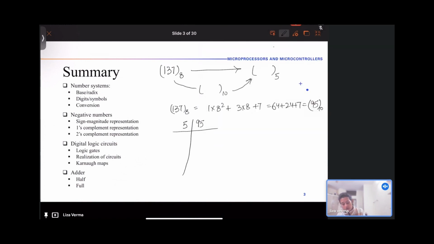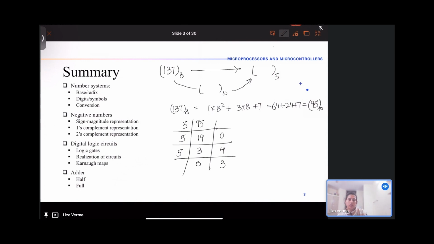So 95 divided by 5 would be 19, and the remainder will be 0. Again dividing by 5, we will have 3 and the remainder will be 4. Again dividing by 5, the quotient will be 0 and the remainder will be 3.